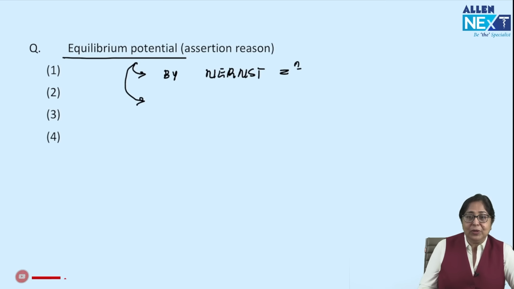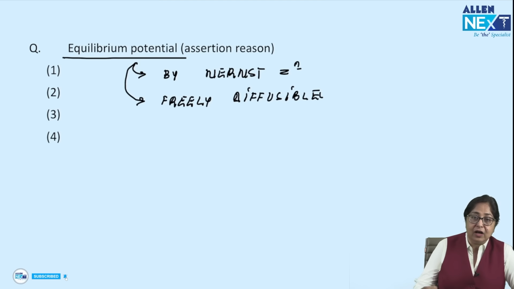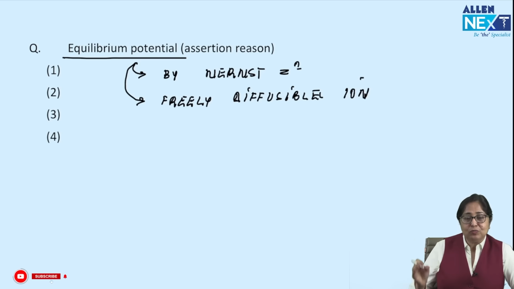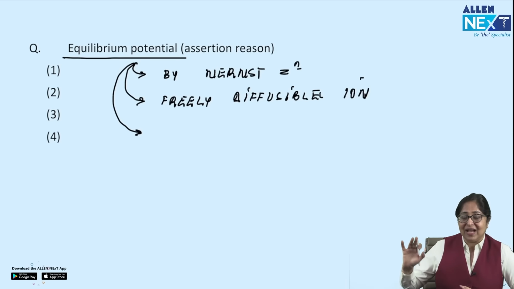Second key point about the equilibrium potential: this is for a freely diffusible ion, an ion which is freely moving across the cell membrane. Equilibrium potential is calculated for freely diffusible ions. A cell membrane has to be freely permeable to that particular ion. Only then can we calculate the equilibrium potential. Equilibrium potential is the potential when there is no net transport of the ion. The movement of the ion has stopped.